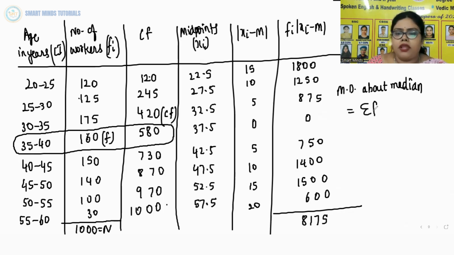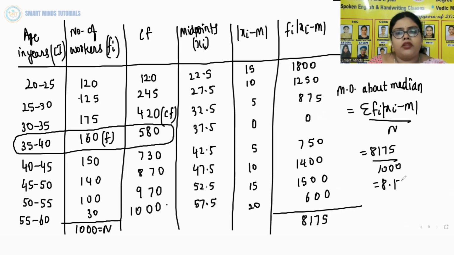Now let us find mean deviation about median. Formula is sigma Fi mod Xi minus M by N. So that is 8175 divided by 1000. So that is 8.175. To remove 3 zeros from the denominator, we need to put a point before 3 digits. That is a shortcut to divide. This is the final answer.